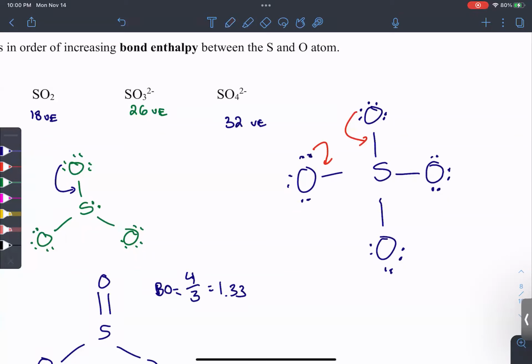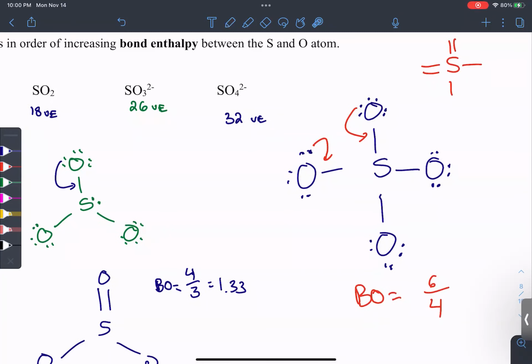So are those 2 double bonds localized on these 2 bonds? No, they're not. The 2 double bonds are essentially smeared across the entire molecule. So the bond order for this molecule, where sulfur has 2 double bonds and 2 single bonds, is 6/4. I like to count how many bonds total. So 2 double bonds: 1, 2, 3, 4, 5, 6. 6 total bonds involved in resonance over 4 different unique resonance structures that I could draw. So that's 6/4. So sulfur-oxygen has a bond order of 1.5 here.